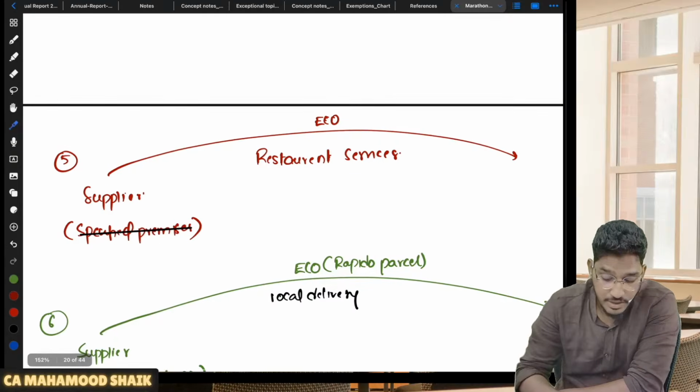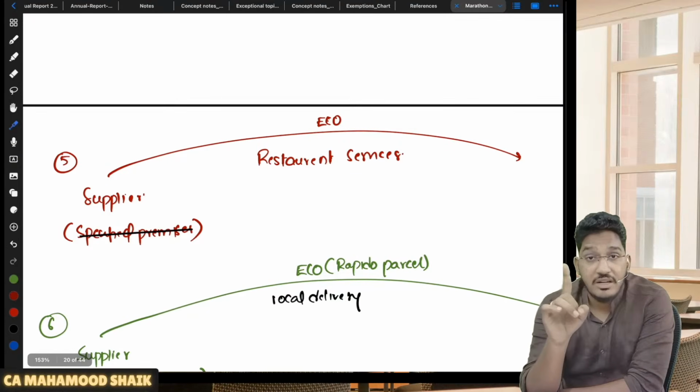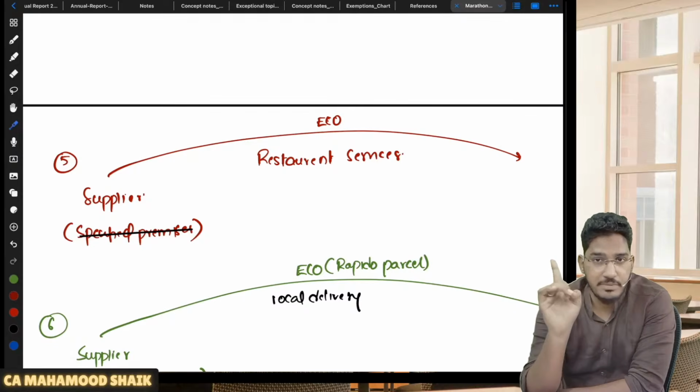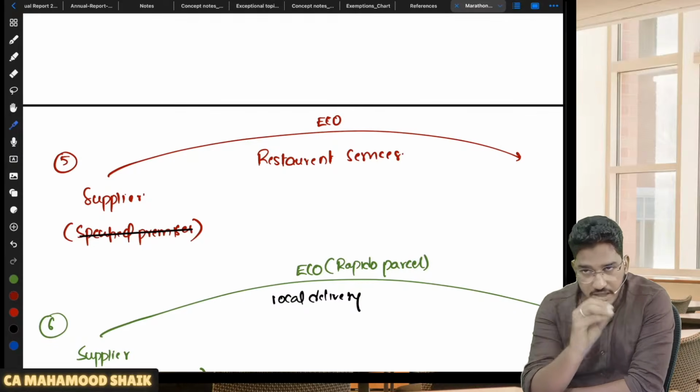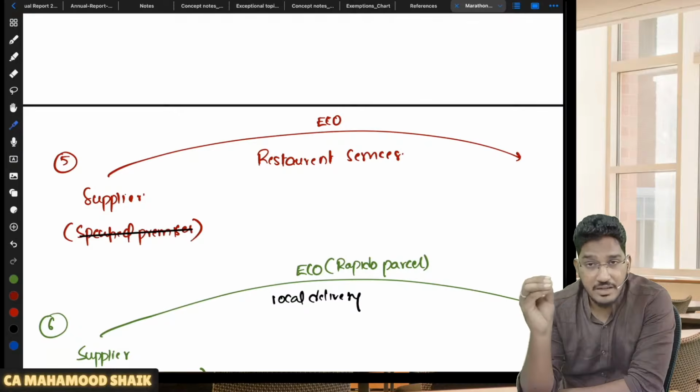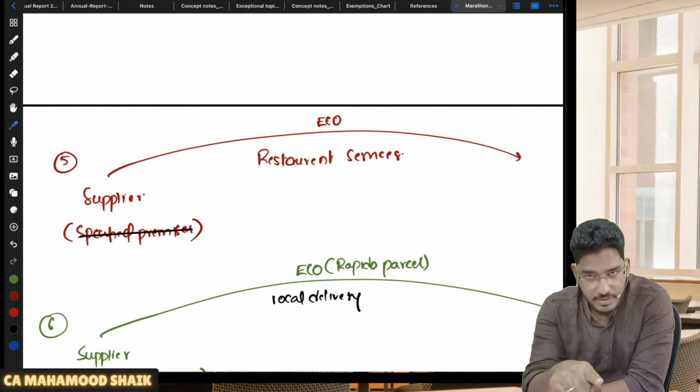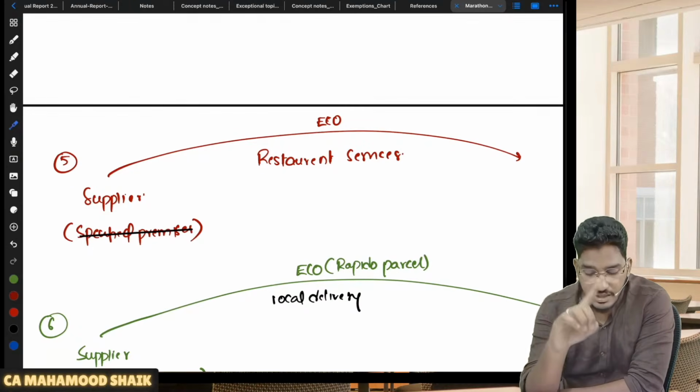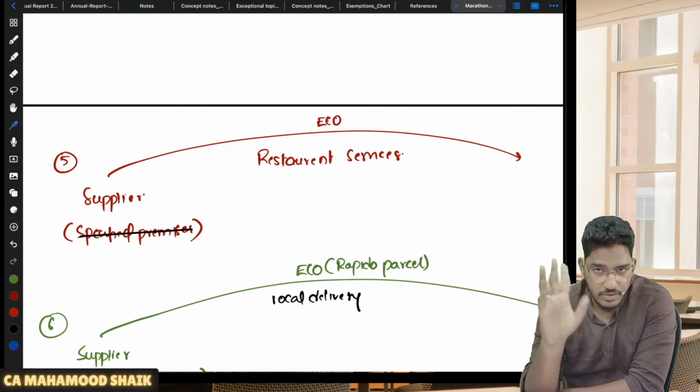But the supplier should be other than at specified premises; the restaurant should not be located at specified premises. If there is a restaurant providing restaurant services through Swiggy or Zomato, but that restaurant is not located at specified premises, then it will be considered. Then in that case, the e-commerce operator only will pay the amount of GST.